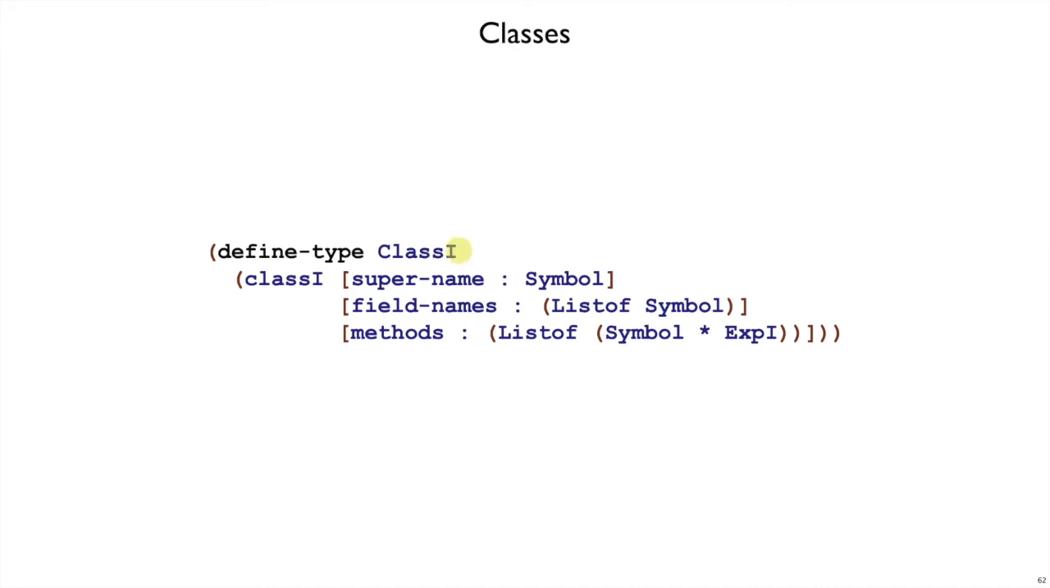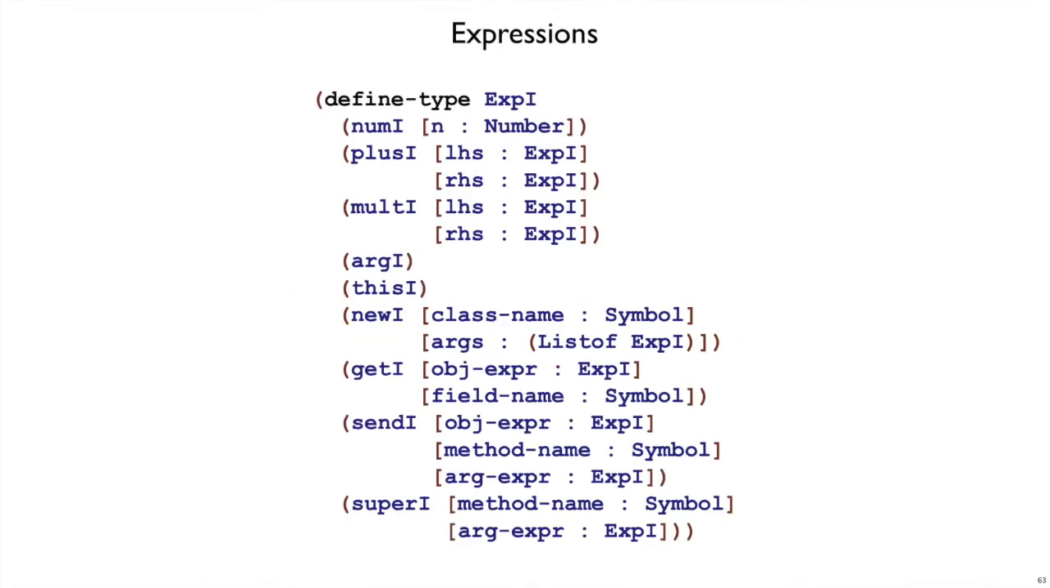We'll use an I suffix for this new layer of Curly. So we have class I's, which in addition to field names and methods as before, now have a super name symbol. And of course we'll pair a class I with a symbol to represent the full class declaration. And our XBys are almost the same as exps, but instead of sends, we have a super I instead.